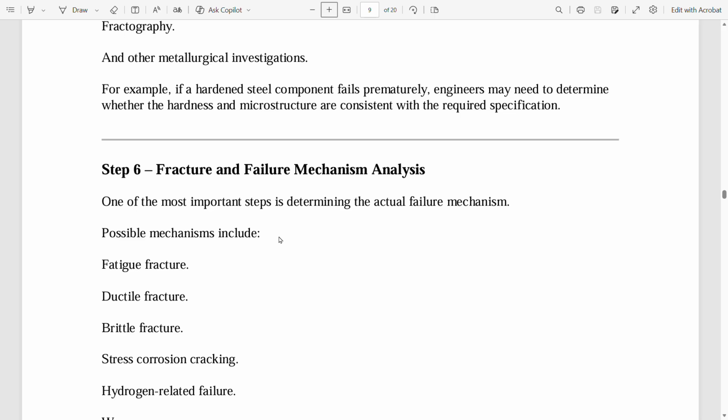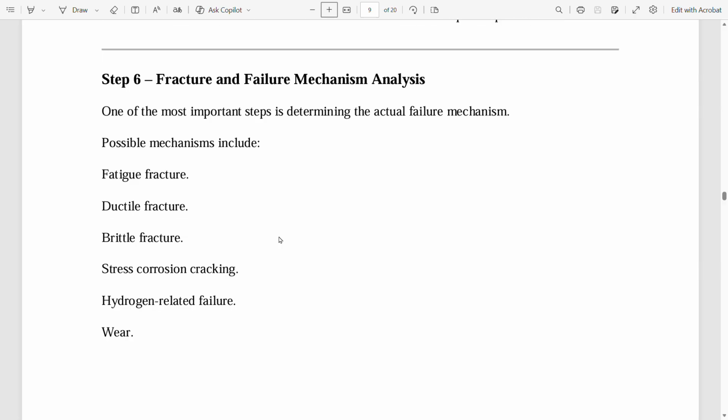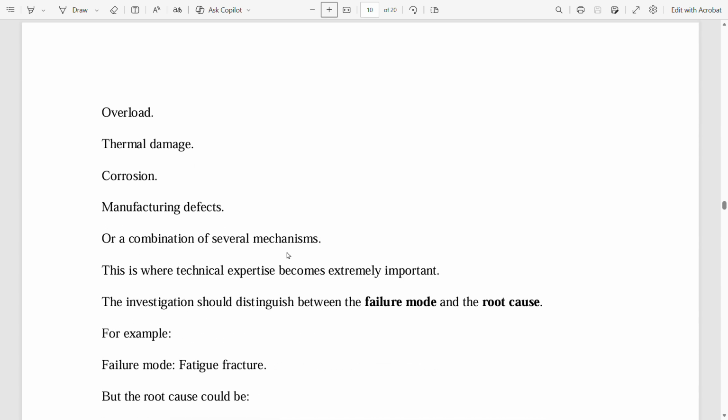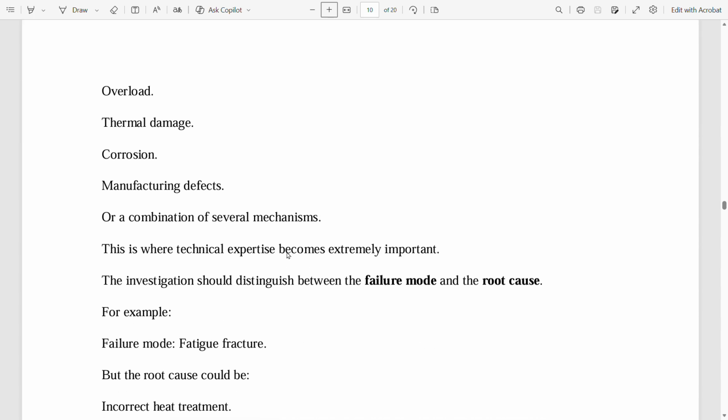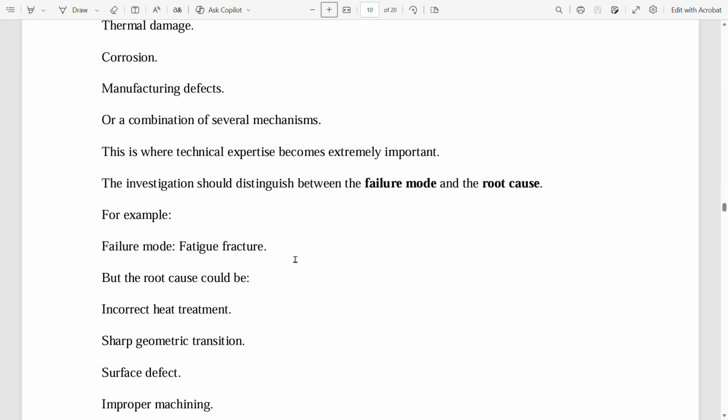Now step 6, fracture and failure mechanism analysis. This is one of the most important steps in determining the actual failure mechanism. Possible mechanisms include fatigue fracture, ductile fracture, brittle fracture, stress corrosion cracking, hydrogen related failure, wear, overload, thermal damage, corrosion, manufacturing defects, or a combination of several mechanisms. This is where technical expertise becomes extremely important.